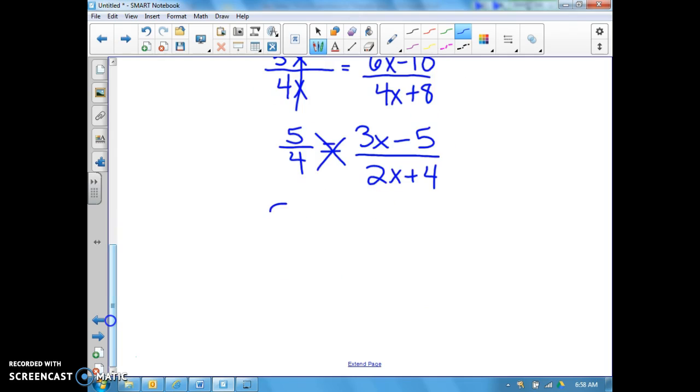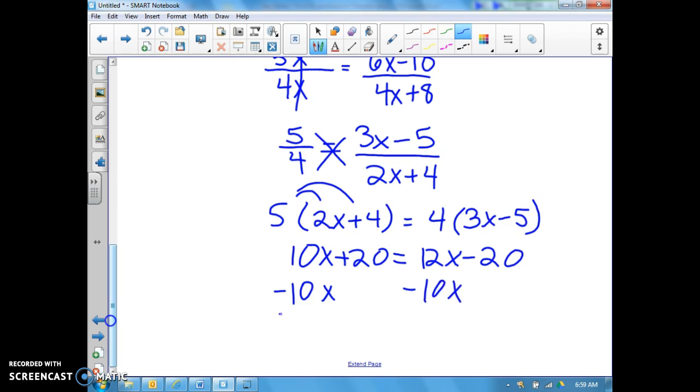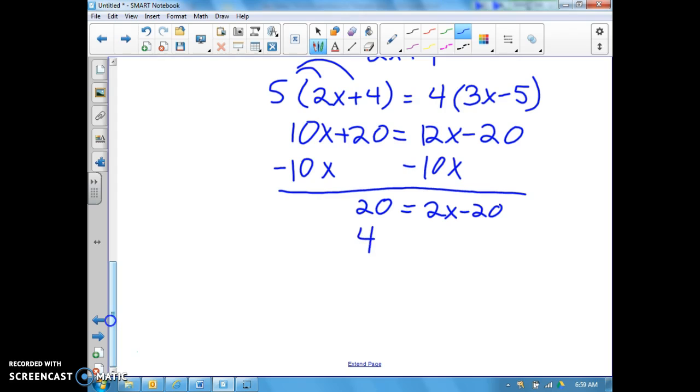So I end up with 5 times 2x plus 4 equals 4 times 3x minus 5. Distribute in. 10x plus 20 equals 12x minus 20. Get everything on the same side. Not everything. Get x's on one side, numbers on the other. 20 equals 2x minus 20. Add 20 over. 40 equals 2x. Therefore, x equals 20.